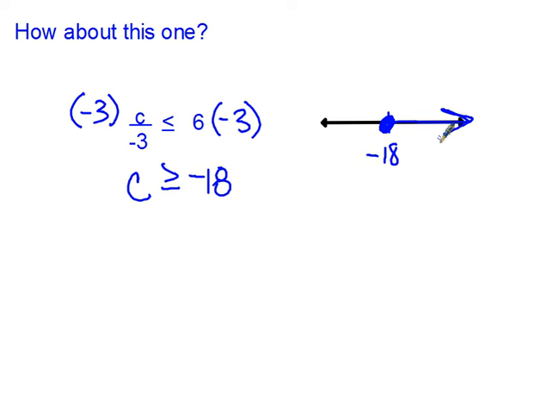And the best value to use, if you can use it, is 0 to check this with. Is 0 greater than negative 18? Yes, it is part of our solution set. So 0 divided by negative 3 is less than or equal to 6. Is that a true statement? Let's see, is 0 less than or equal to 6? Yes, 0 is less than or equal to 6.